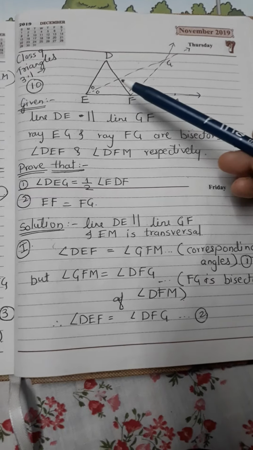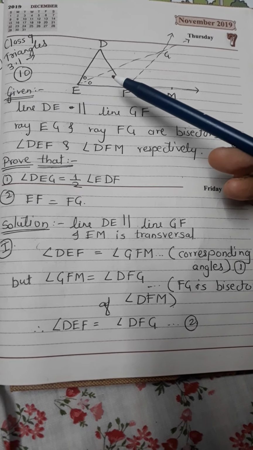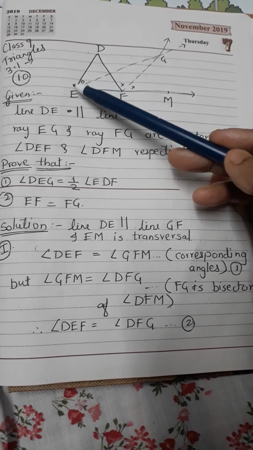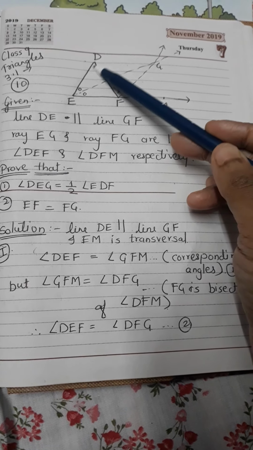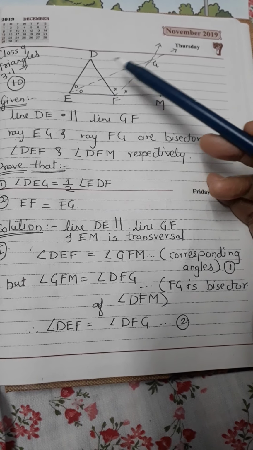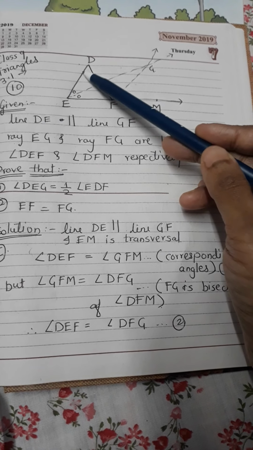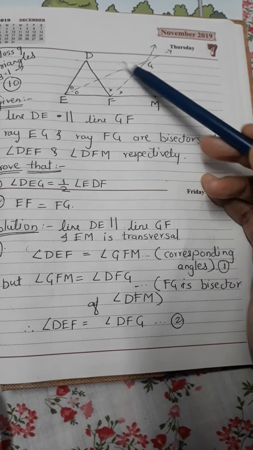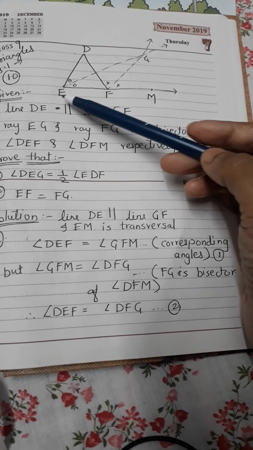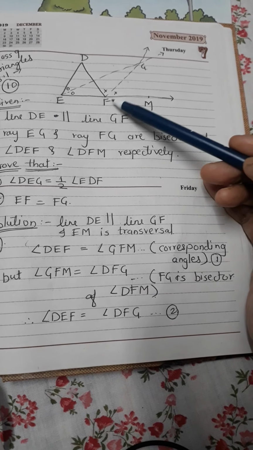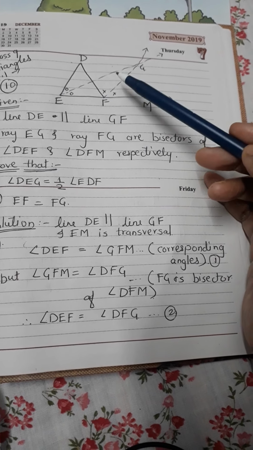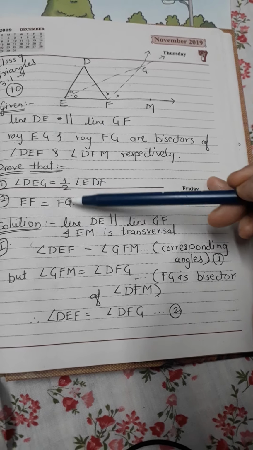Now let's see what we have to prove. We need to prove that angle DEG is equal to half the angle EDF. So DEG is equal to half the angle EDF. Okay, and another one, that EF is equal to FG. Now let's have a look at the first one to solve.